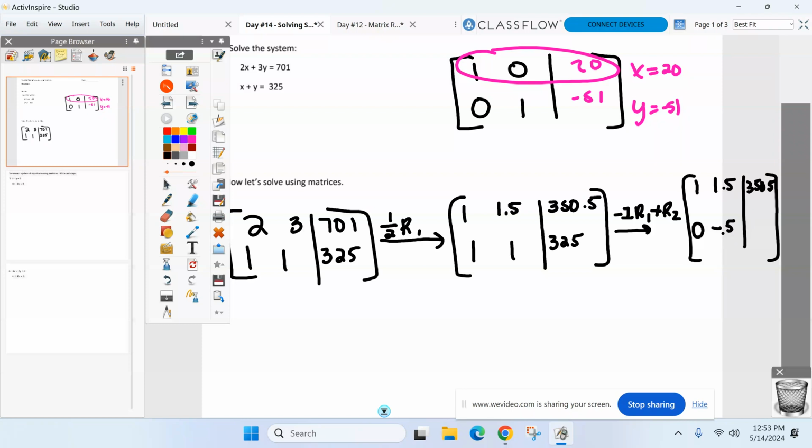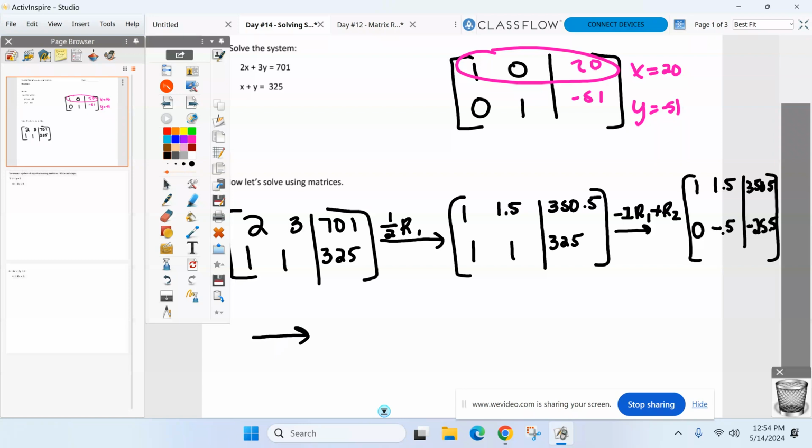And then -350.5 plus 325. What's my new number here? And what do you got over there? 25.5? Yes, big deal. What do you got, Kate? That's 25.5. We're all set. Anybody with my new row 2 got issues? All right, here we go. Let's keep grinding.